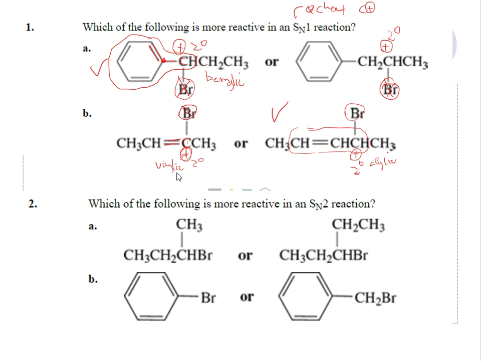Now let's take a look at question 2. Question 2 says, which of the following is more reactive in an SN2 reaction? All right, so SN2s cheat. That's what we've got to keep in mind, right? So which one of these carbons would be more prone to cheating?